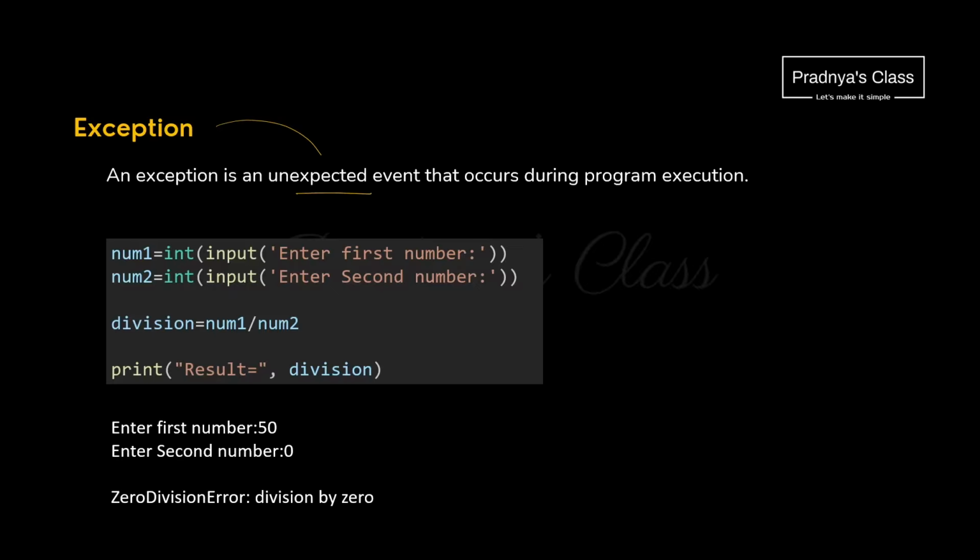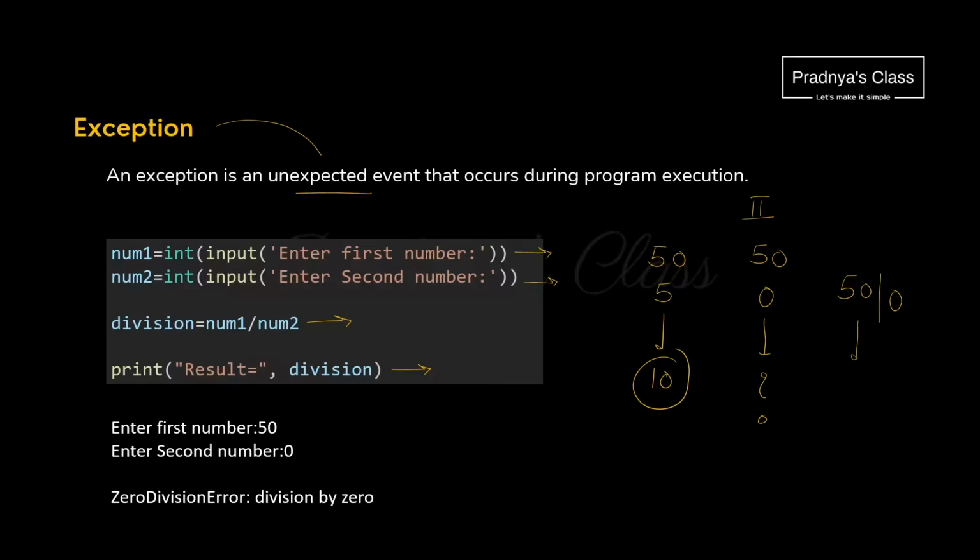For that, look at one simple example. We are entering the first number, entering the second number, then we are trying to divide and we are printing the result. If I enter 50 as the first number, the second number 5, then what will be the result? I will get 10. But in the second run, let's imagine I am entering 50 as the first number and the second number is 0. Then what will be the output? Now your program will crash and you will get an exception.